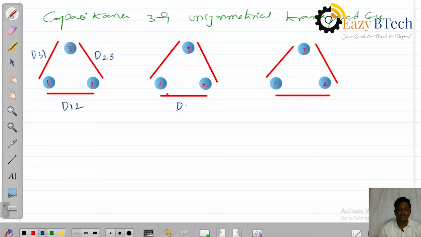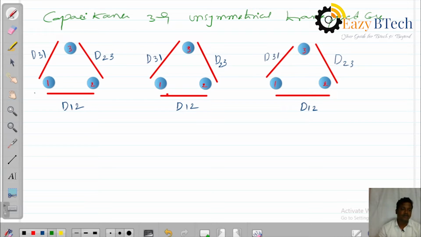Here it is also D12, D23, D31. Here also D12, D23, D31.